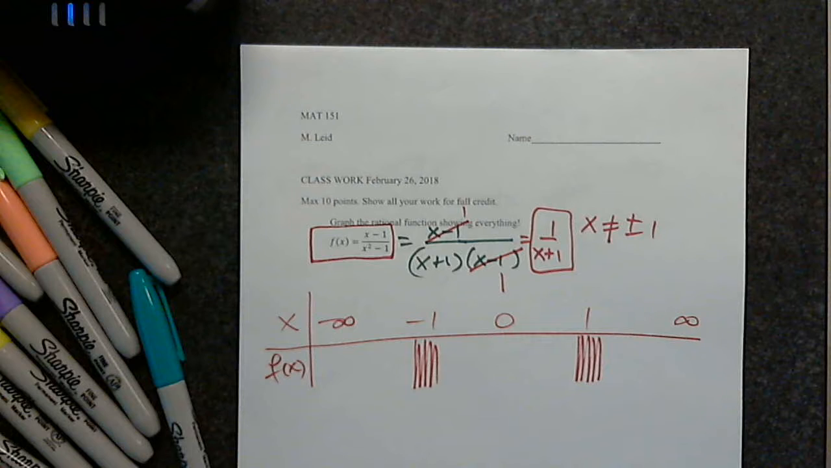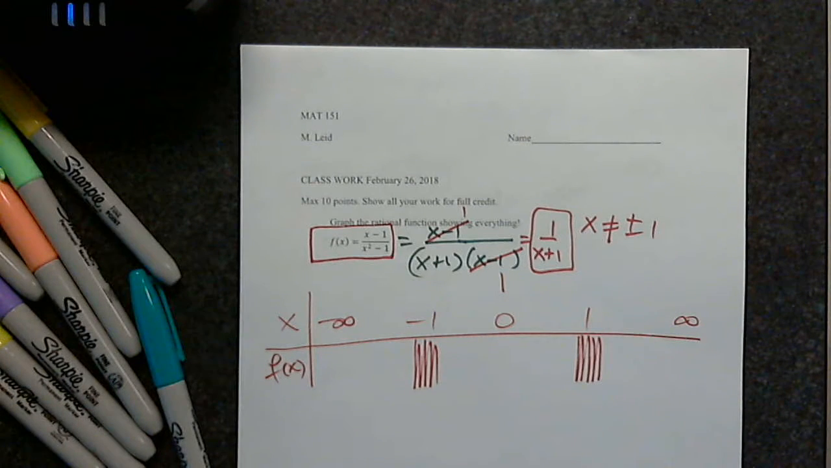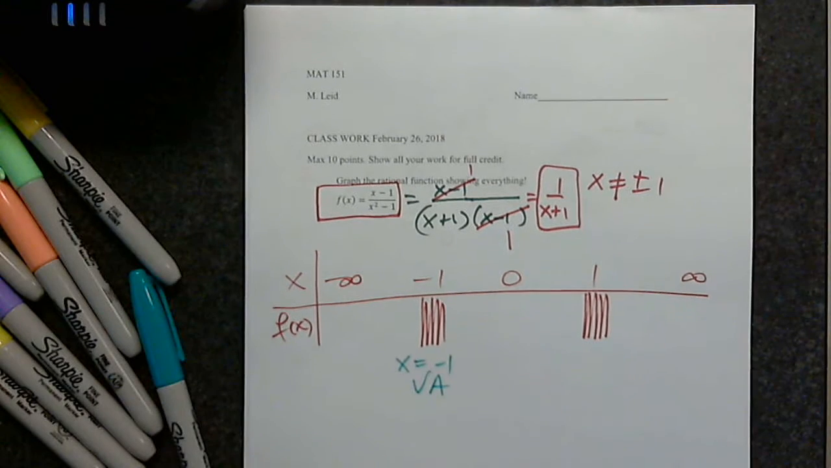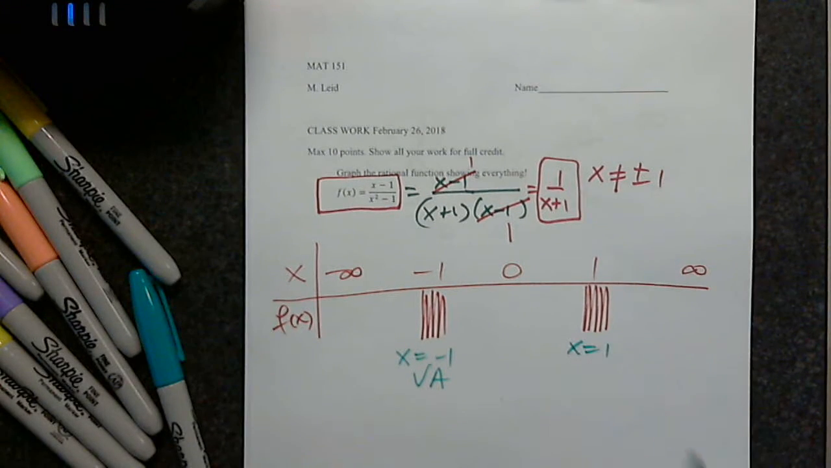Now I have to identify which one is a vertical asymptote and which one is not. Which one is a vertical asymptote and why? Negative 1. Right. X equals negative 1 is a VA, but x equals 1 is not a VA. What is it? Just like a gap. Exactly.